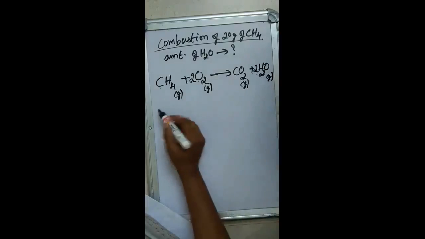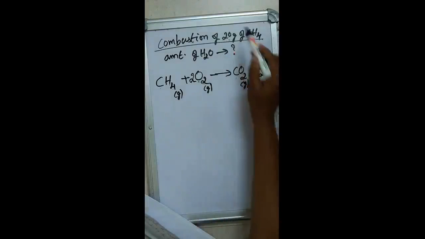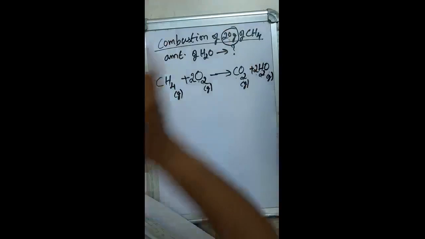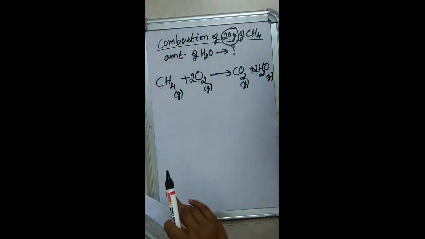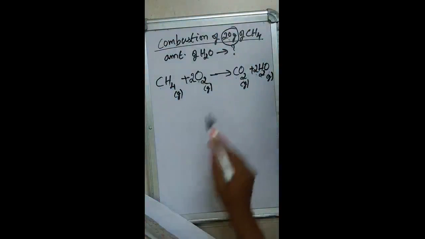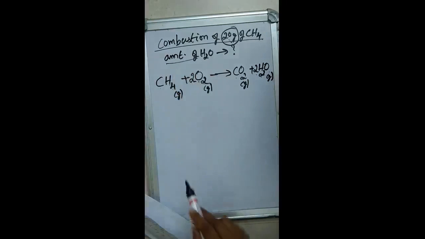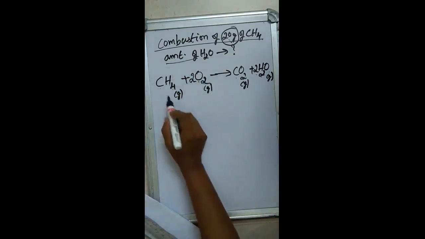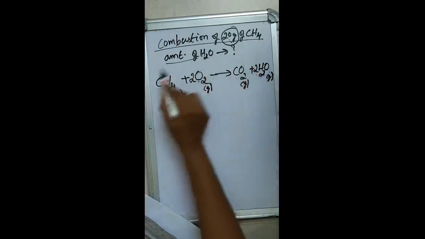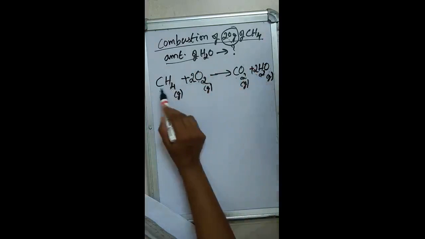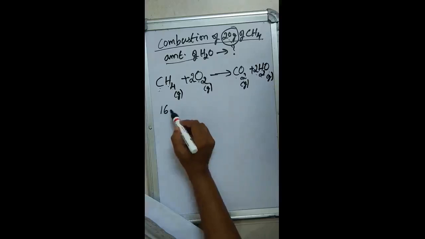Now what relationship is given? A gram relationship is given. According to the question, the gram information is given: 20 gram of methane, and here the amount of water. How much amount of water is present? How much amount means it is nothing but gram information. So I will write gram information. Now based on the equation, how many gram is present? You have to find out the molecular mass, which I have already calculated and showed you.